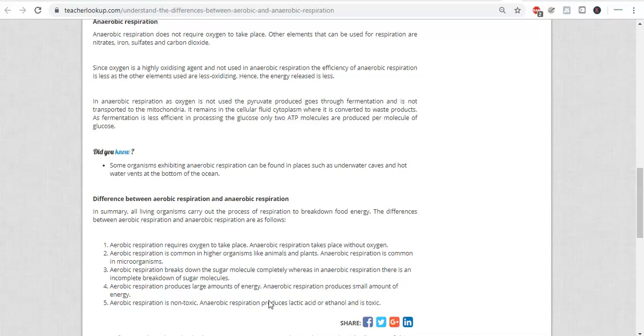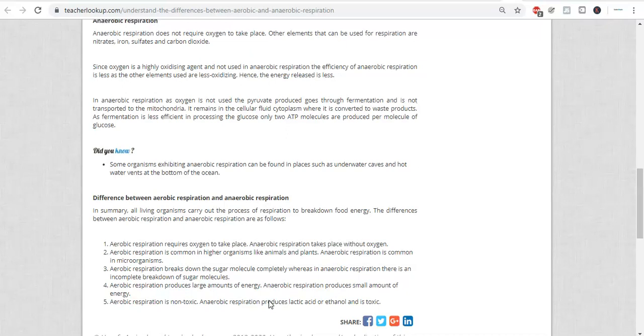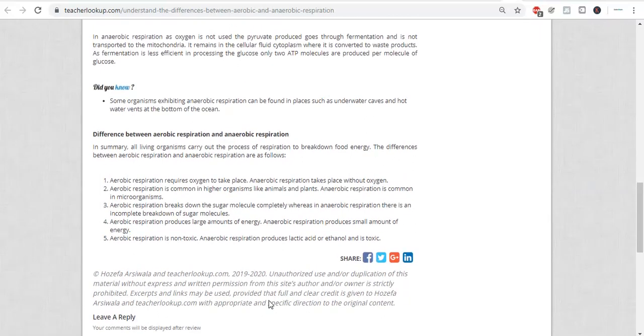Since oxygen is a highly oxidizing agent and not used in anaerobic respiration, the efficiency of anaerobic respiration is less as the other elements are used. They are less oxidizing. Hence, the energy released is less. In anaerobic respiration, as oxygen is not used, the pyruvate produced goes to fermentation and is not transported to mitochondria. It remains in the cellular fluid, the cytoplasm, where it is converted to waste products. As fermentation is less efficient in processing the glucose, only 2 ATP molecules are produced per molecule of glucose.